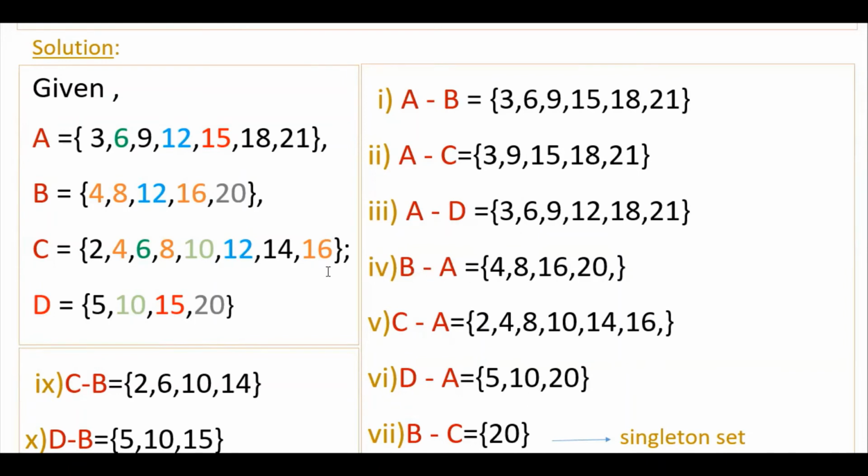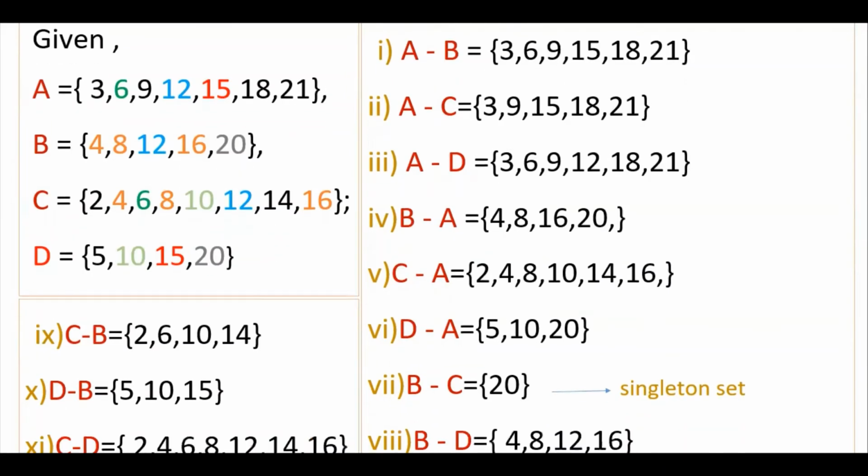A minus D, B minus A. B minus A means you have to write B elements, excluding the common element, only 12. So the remaining are 4, 8, 16, 20. Like that, you have to find all the values here.